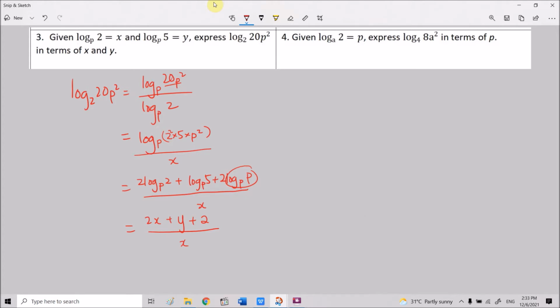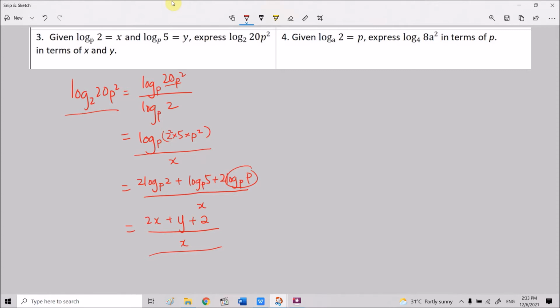So this is your answer. Okay, we express this in terms of x and y. Now we look at question number 4. Given log base a of 2 equals p, express log base 4 of 8a squared in terms of p. So it's quite similar to question number 3.